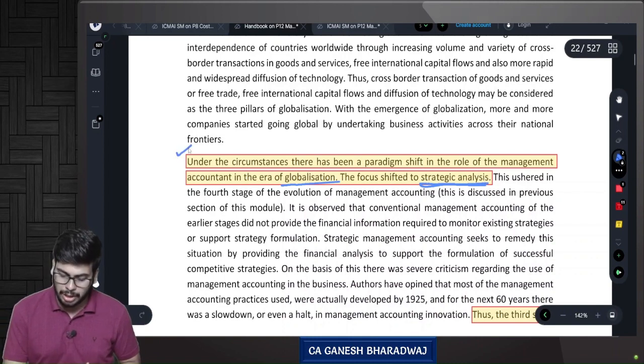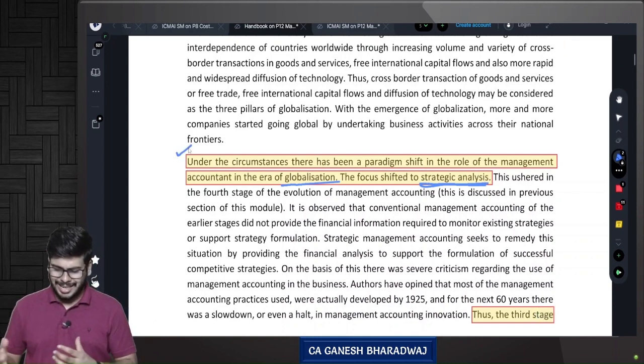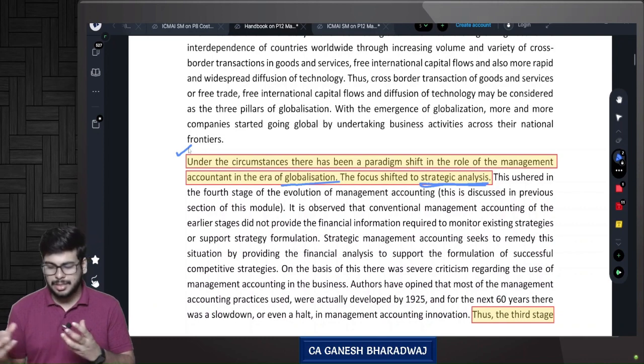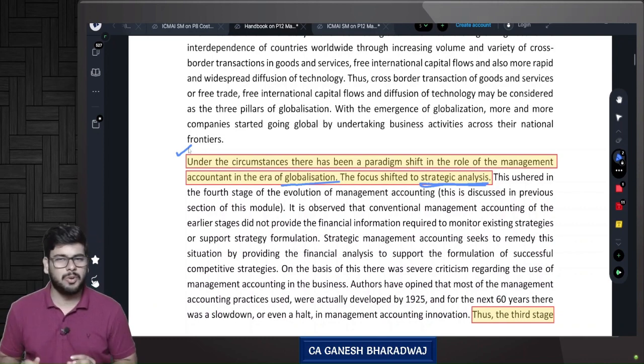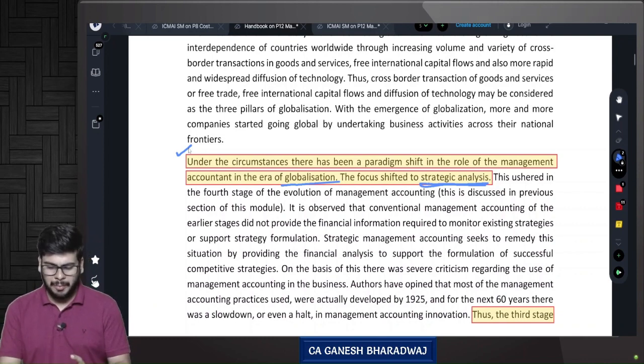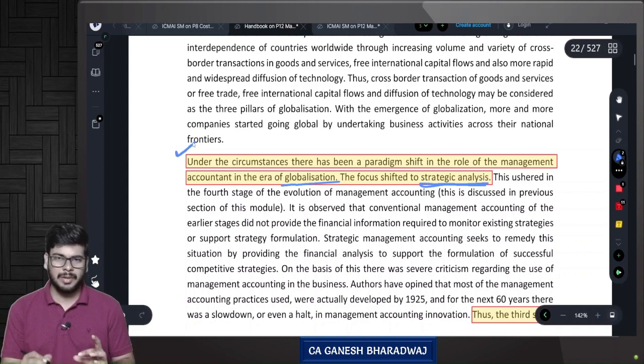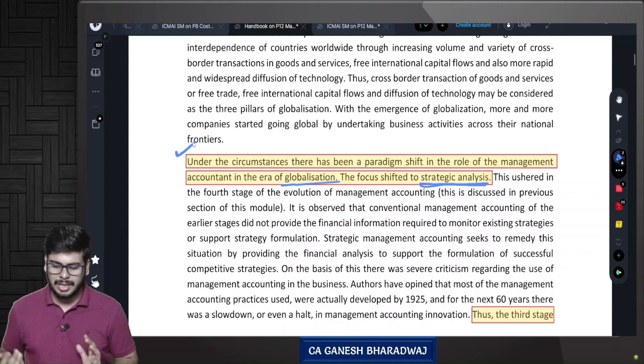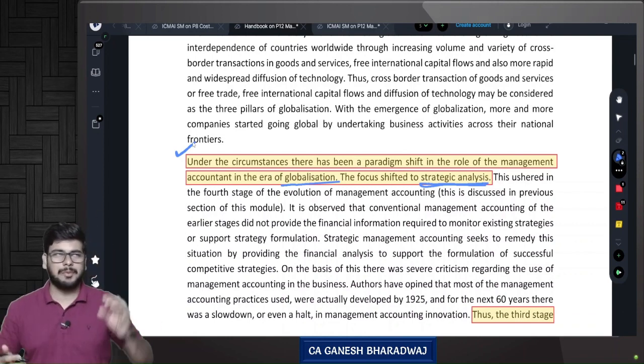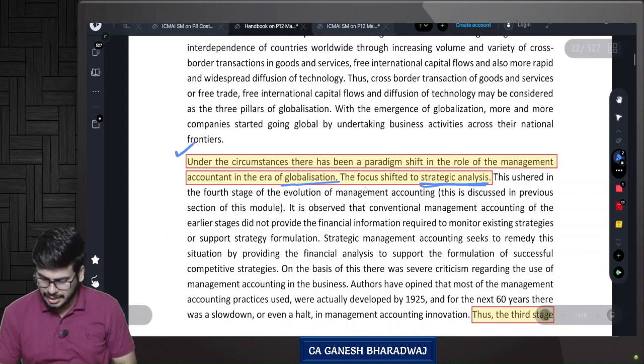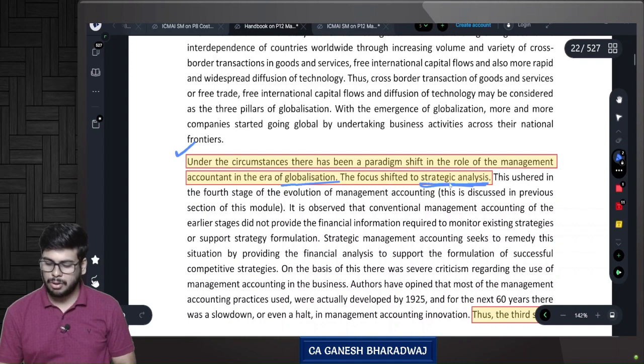I have just put it in a block here, because I think there are some fill in the blank questions related to this. So I've just blocked this part alone. There is something called fill in the blanks that is applicable for your exams. Suddenly they will give one sentence from this entire chapter, and they say the focus has shifted to dash. So they will explain the previous sentence and say the focus has shifted to dash. You need to write strategic analysis.